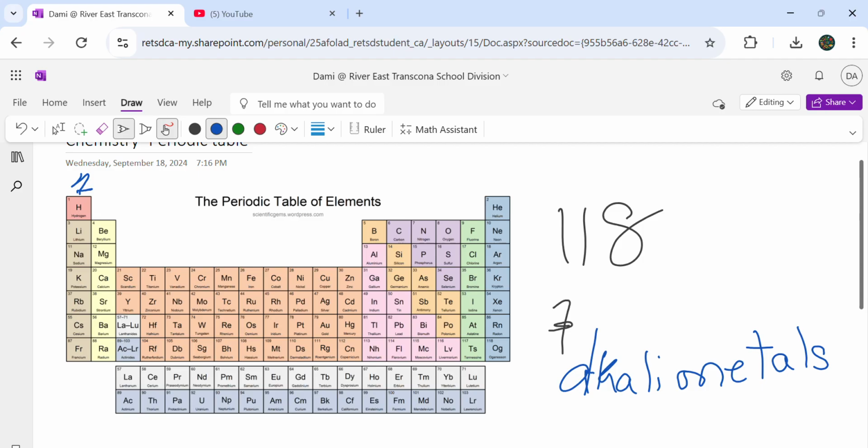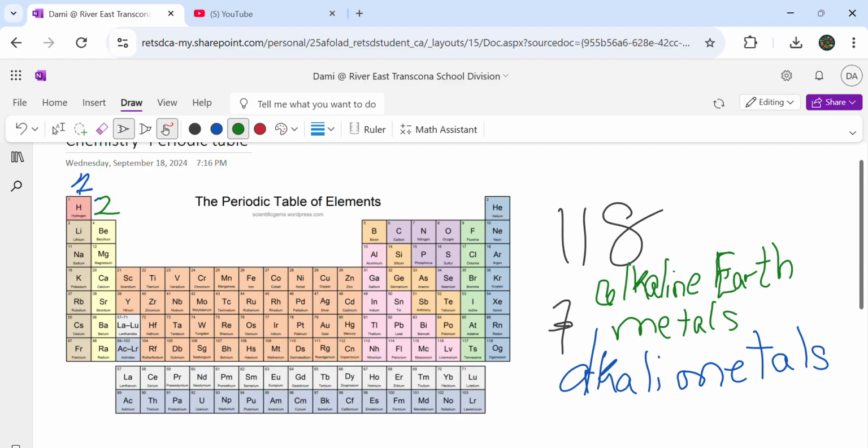The second group is what we call the alkaline earth metals. And these ones are less reactive than the alkali metals and they lose 2 electrons, which means the outer shell has 2, to form a positive ion.